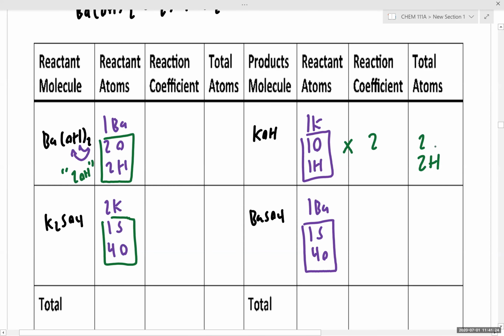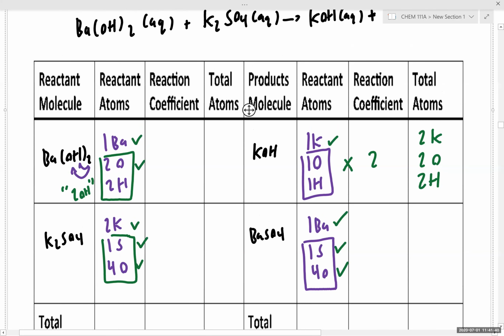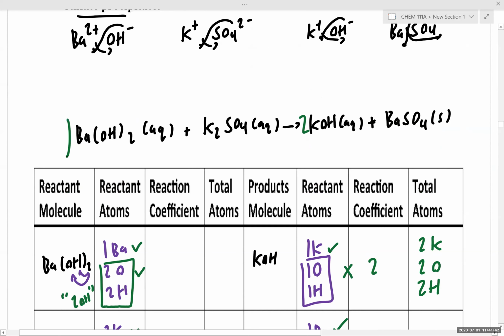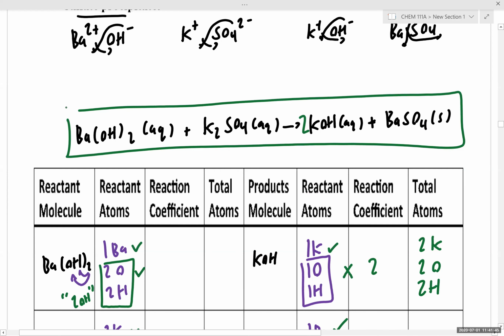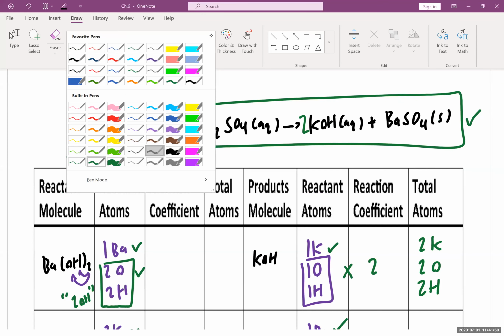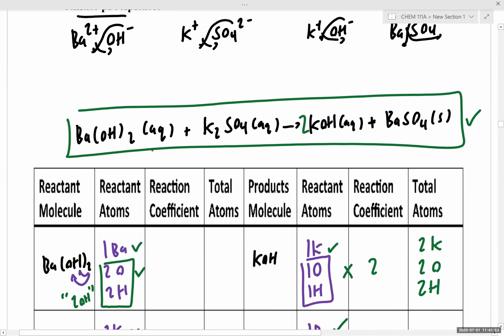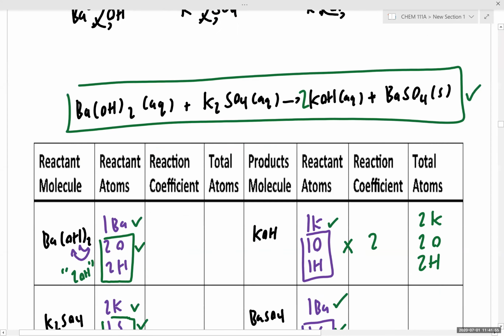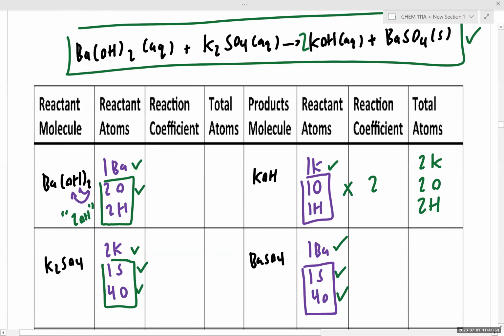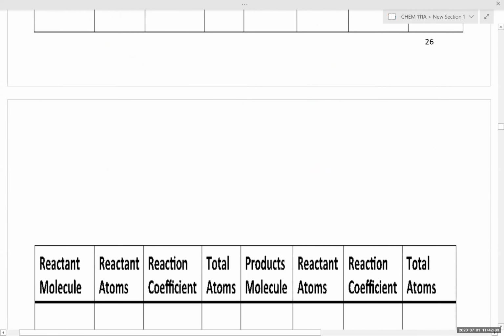So that in turn gives us two hydrogens, two oxygens, and two potassiums. So in total, oxygen's balanced, sulfur is balanced, potassium is balanced, barium is balanced. So we're all set. Just one coefficient, that's it. And now we have a complete and balanced chemical equation. Any questions on this example so far? If not, let's continue on.